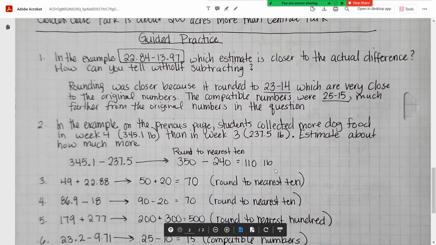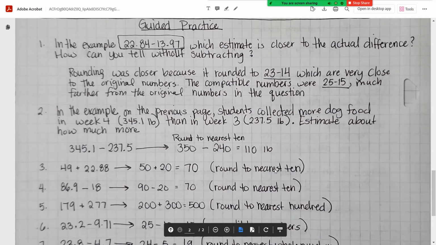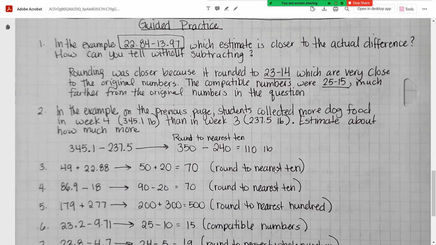All right, let's take a look at your guided practice questions. In the example 22 and 84 hundredths minus 13 and 97 hundredths, which estimate is closer to the actual difference? How can you tell without subtracting? So we knew that rounding was closer because it rounded to 23 minus 14, which is very close to my original numbers. The compatible numbers, 25 minus 15, were a lot farther away. So the rounding gave me the more accurate answer.